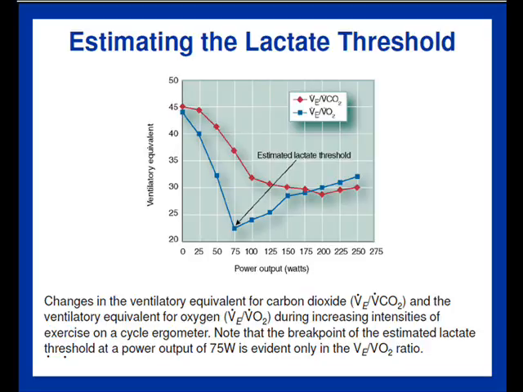This is the same sort of curve, looking at VO2 and the demarcation point, because the big rise in VE, in this example, is occurring at 75 watts in a particular person.